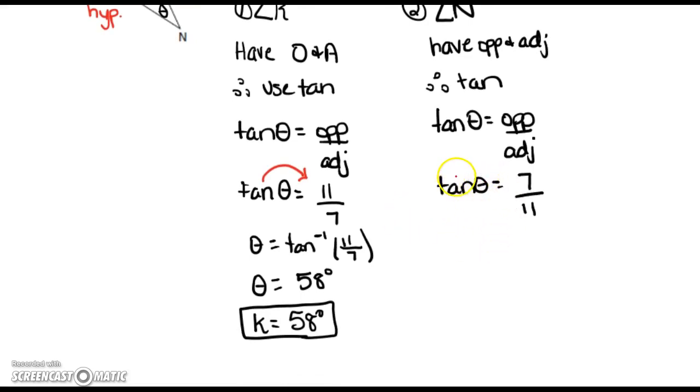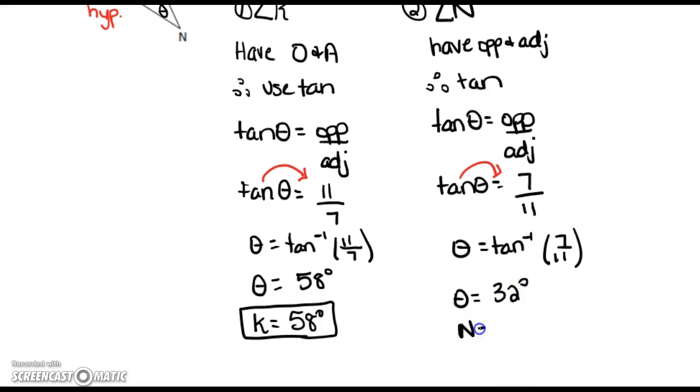Now I want theta by itself, so I'm going to move tan to the other side, which means I have to use that opposite operation, which is tan inverse. If you plug that into your calculator, you should get that theta is equal to 32 degrees, and therefore angle N is 32 degrees.